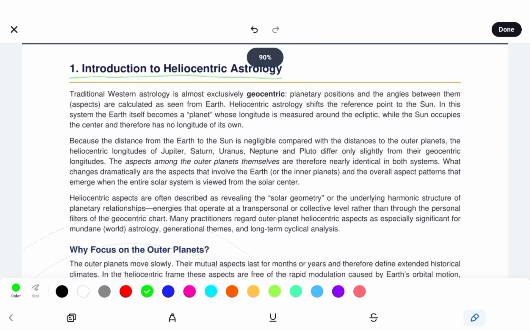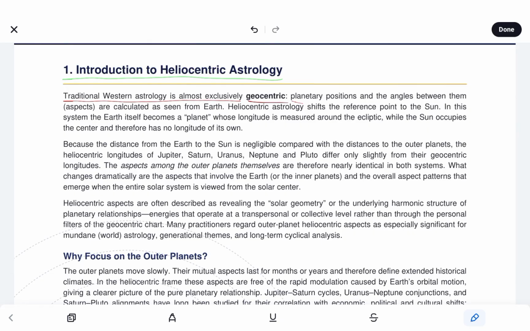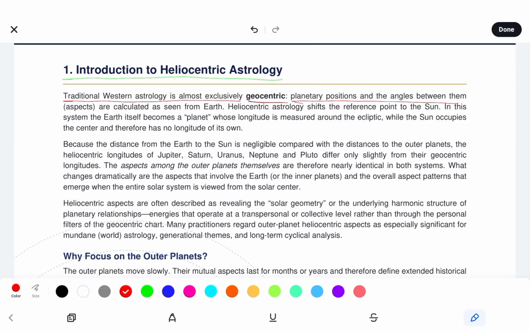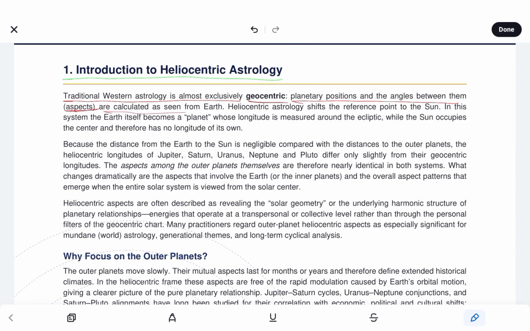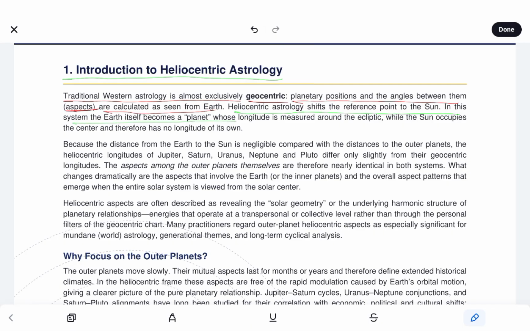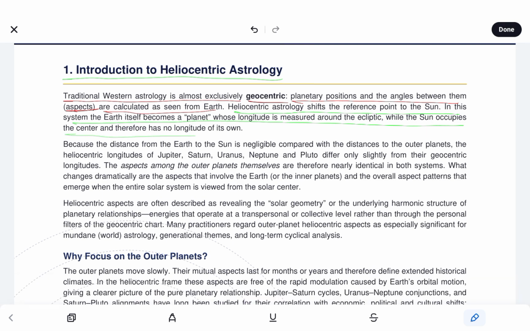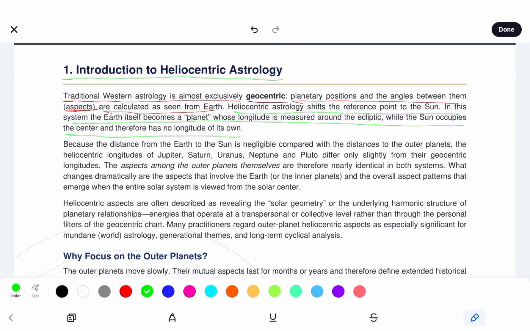And here's a quick intro to heliocentric astrology. For those that are not aware, traditional Western astrology is almost exclusively geocentric, which is planetary positions and the angles between them, aspects, are calculated as seen from Earth. We see heliocentric astrology shift the reference point to the Sun. In the system, the Earth itself becomes a planet whose longitude is measured around the ecliptic, while the Sun occupies the center and therefore has no longitude of its own.